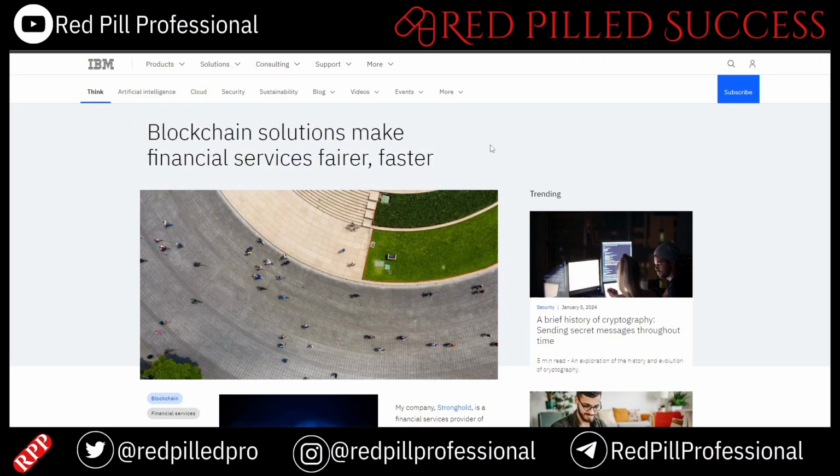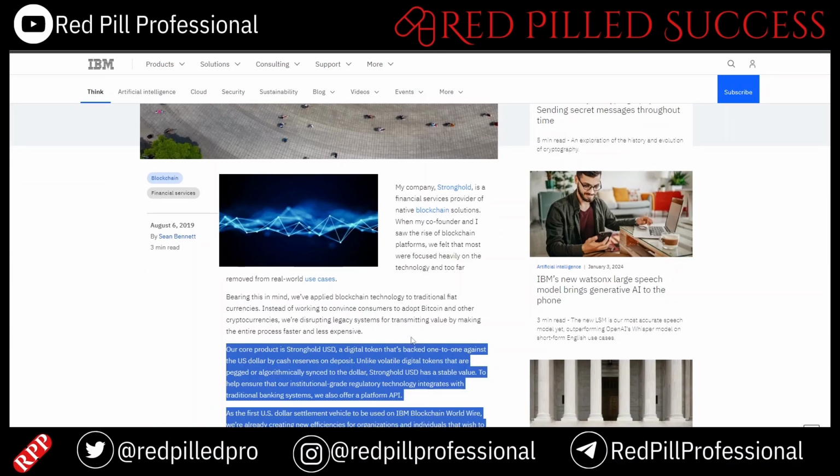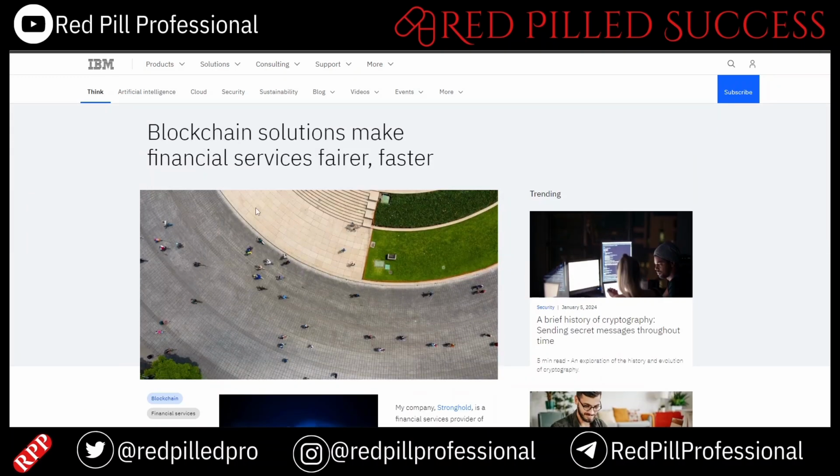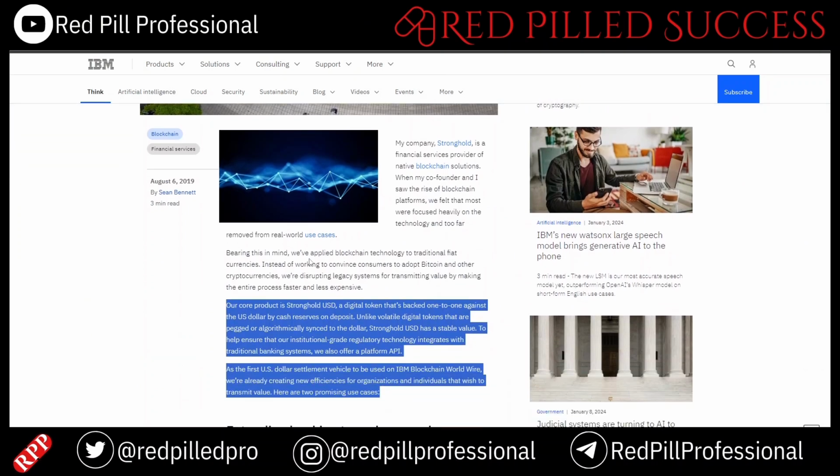Okay, so a little bit more on the World Wire and USD token part. In this article from 2019, Sean wrote that our core product is the USD token, which is backed 1-to-1 against the USD by cash reserves on deposit.